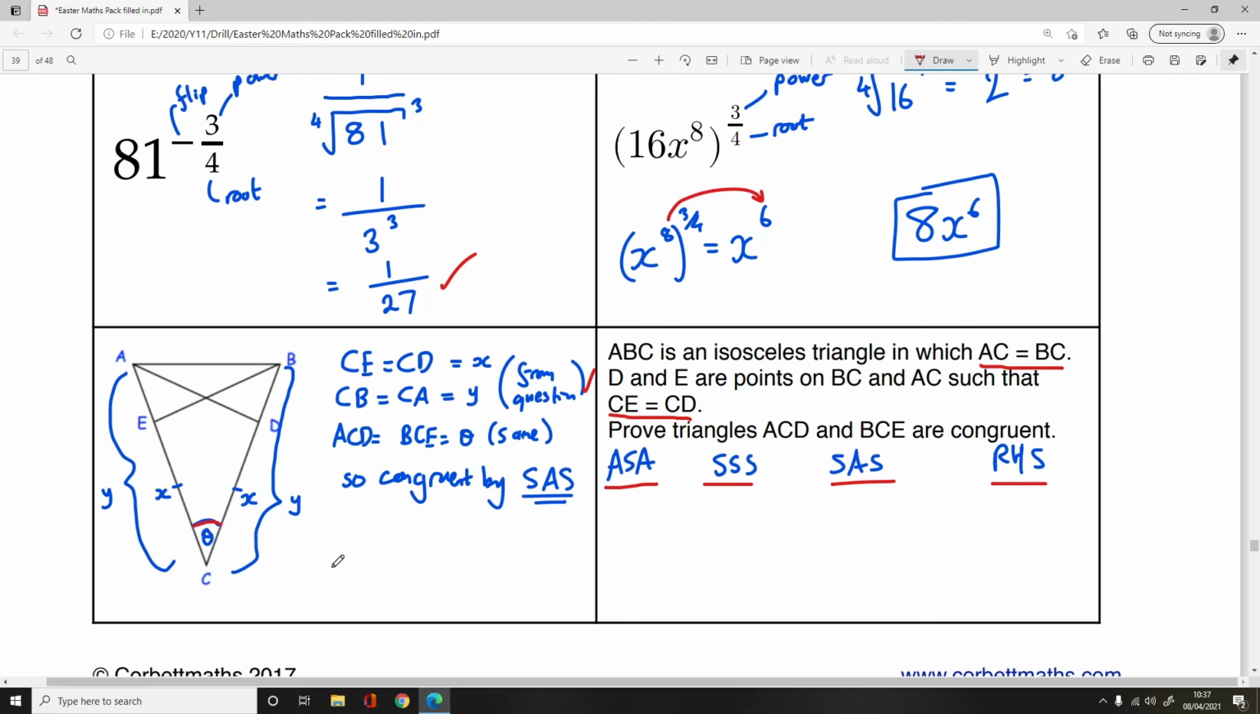So if we were to think about the two triangles that we've got, here's ADC, because it talks about ACD and BCE. We've got a triangle with an angle of theta, a length of x and a length of y, and we're comparing it to a different triangle, which is BCE, which has an angle of theta and a length of x and a side of y. In other words, side, angle, side. They're the same because of that.